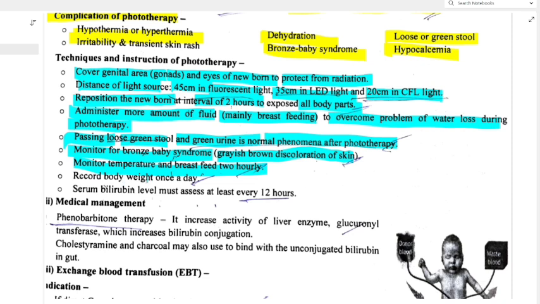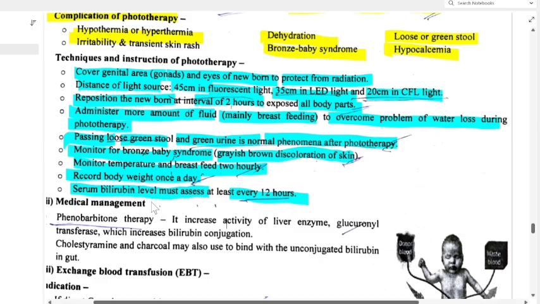Then record body weight once a day. We have to record it. Then serum bilirubin level must be assessed at least every 12 hours. We have to assess the bilirubin level at an interval of 12 hours. Is it clear?